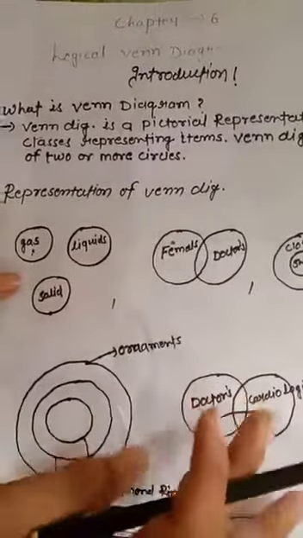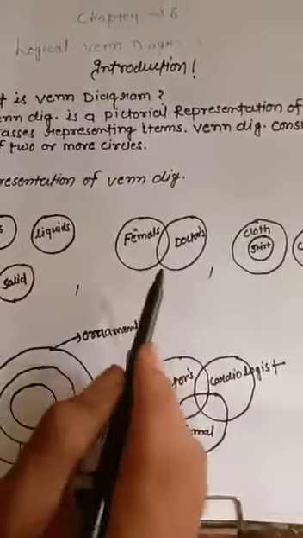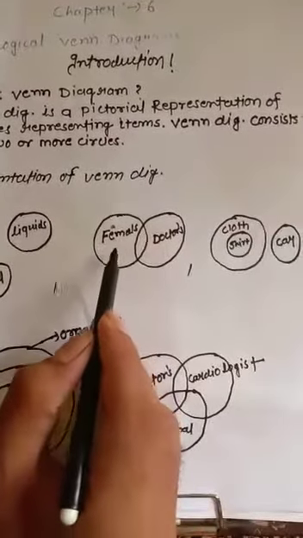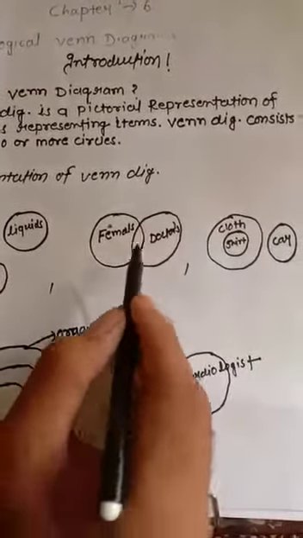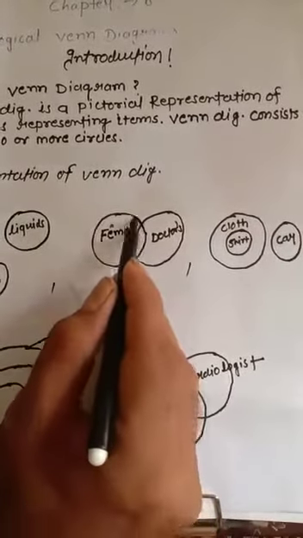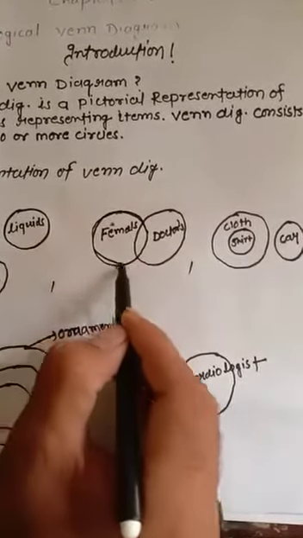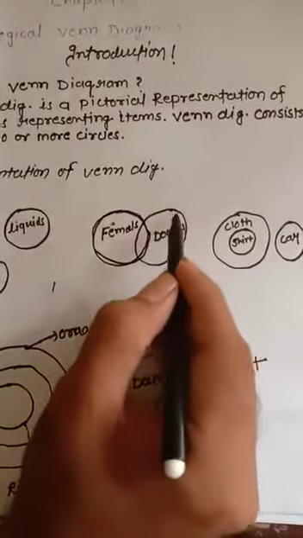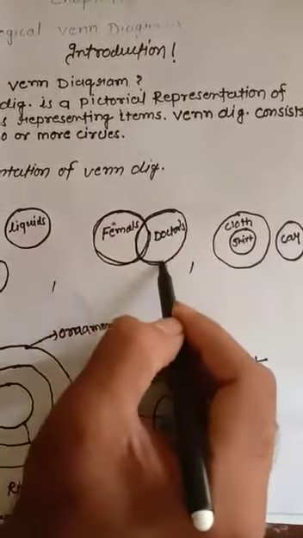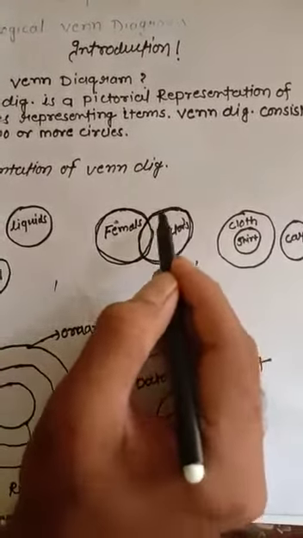Now come to the next one. Here I mentioned another Venn diagram. It represents females and doctors. Some part of this circle is involved in some part of this circle. That means they are overlapping, or cutting each other.